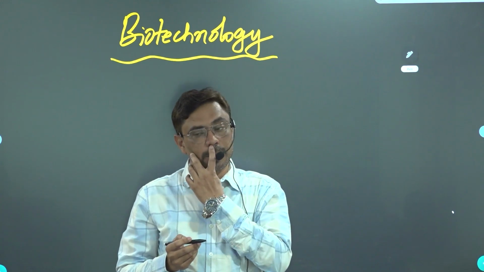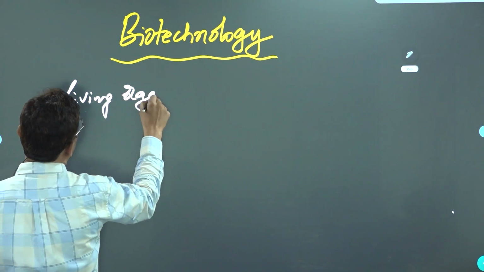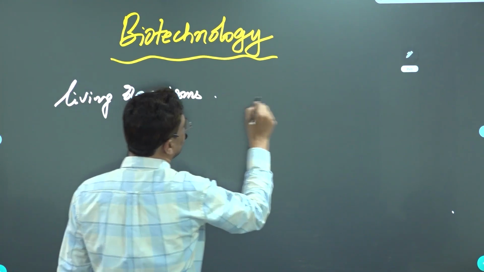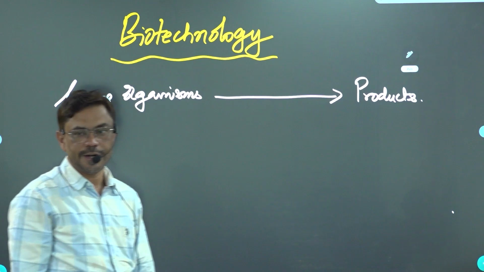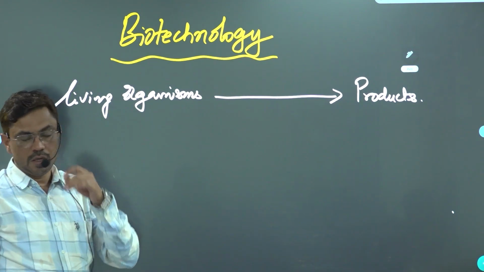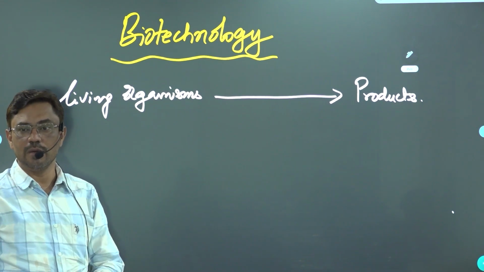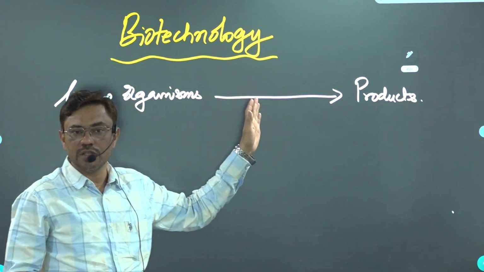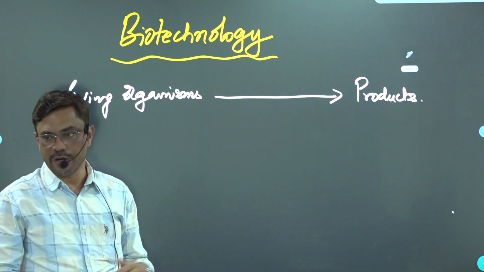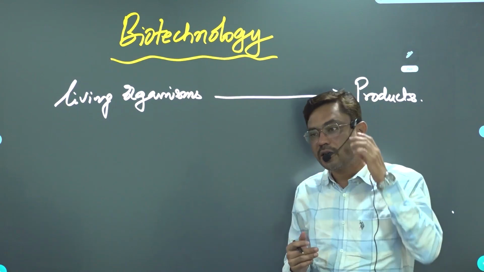So biotechnology is an applied branch of science in which various types of living organisms are used to produce various valuable products by using sophisticated techniques or equipment. It is an applied branch in which living organisms like plants, animals, and microorganisms can be utilized to produce valuable products by using sophisticated techniques or equipment. That is called biotechnology.